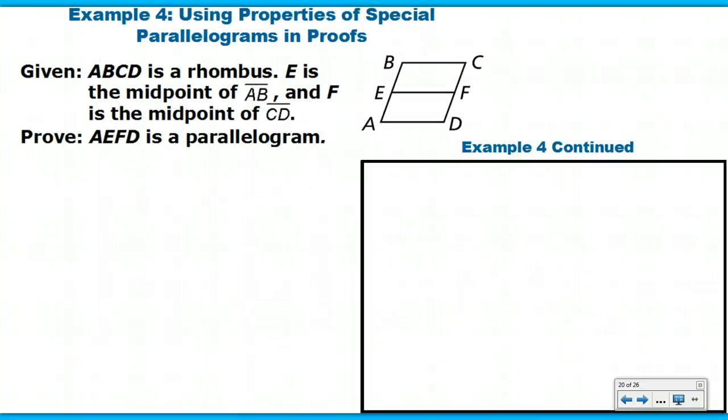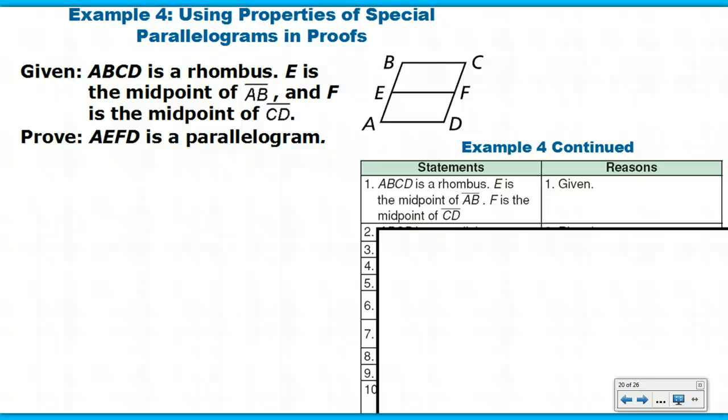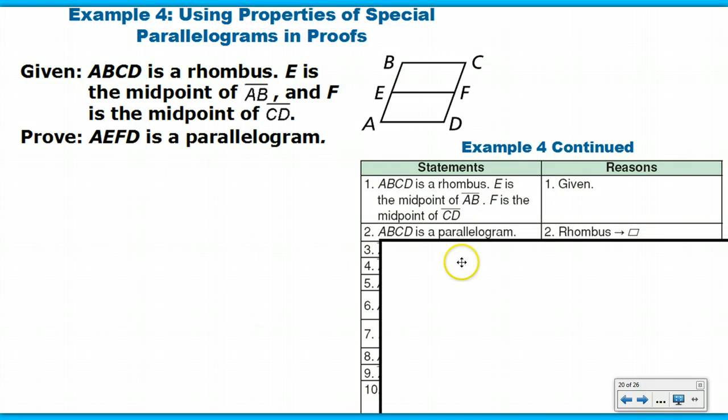And one last question before you move into your lesson quiz. Can you prove that AEFD is a parallelogram with the given information? Okay, you can start with all the given information in one statement given, and then see what you can come up with, and then pause, come back and check. Again, there might be more than one correct proof, but because we have a rhombus, we can say that ABCD is a parallelogram by definition of rhombus, right? A rhombus is a parallelogram.